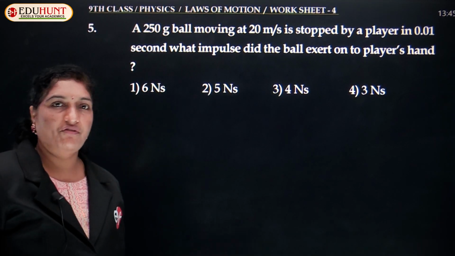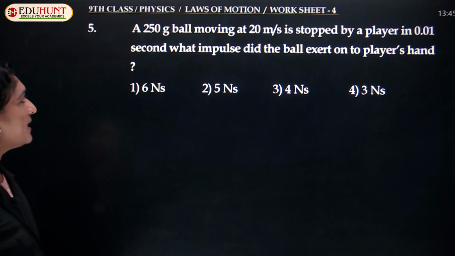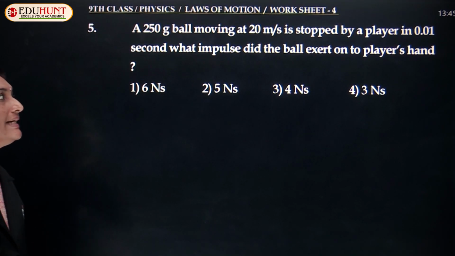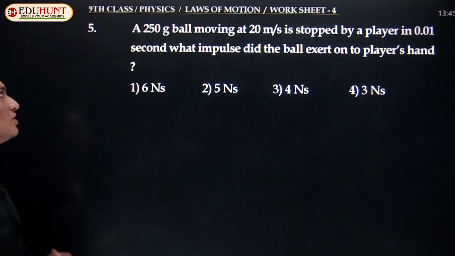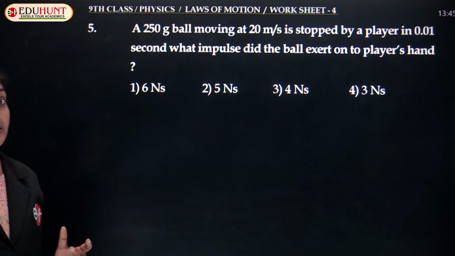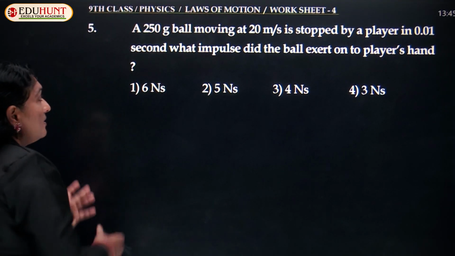Question number 5. A 250-gram ball moving at 20 meter per second is stopped by a player in 0.01 seconds. So maybe it is confusing. So let us write the given data.